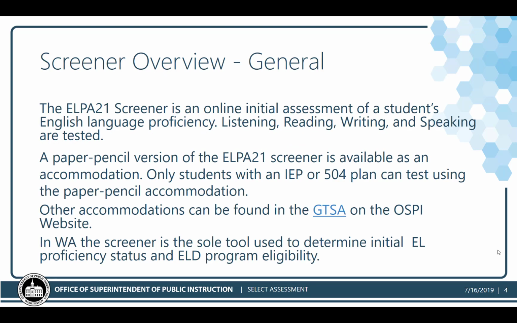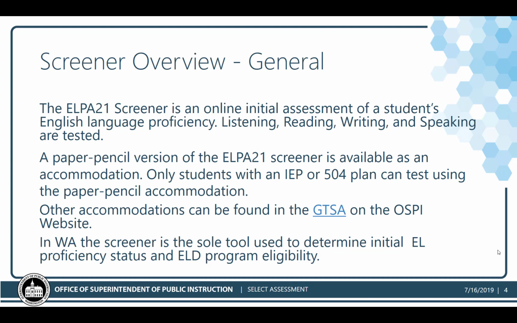The ELPA21 Screener is an online assessment of students' English language proficiency. It has 3 parts, Step 1, Step 2, and Step 3, and assesses a student's skills and knowledge in the 4 language domains of listening, reading, speaking, and writing. Unlike the summative assessment, the 4 language domains are intermingled in all 3 steps of the screener.